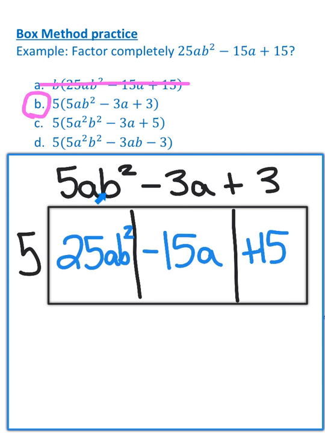If you did do the box method, then you would have seen in our first box we would have gotten 25ab squared, which matches our first term. The second term would have been negative 15a, and that matches our second term as well. And the last box would have been positive 15. So there's the math work to support the math sense.